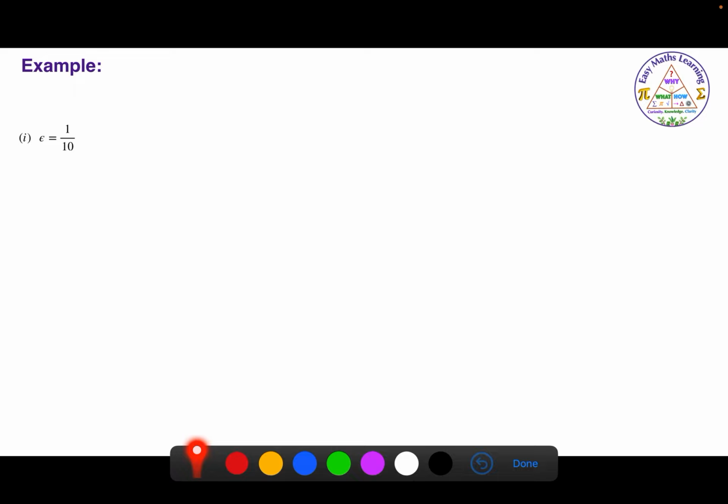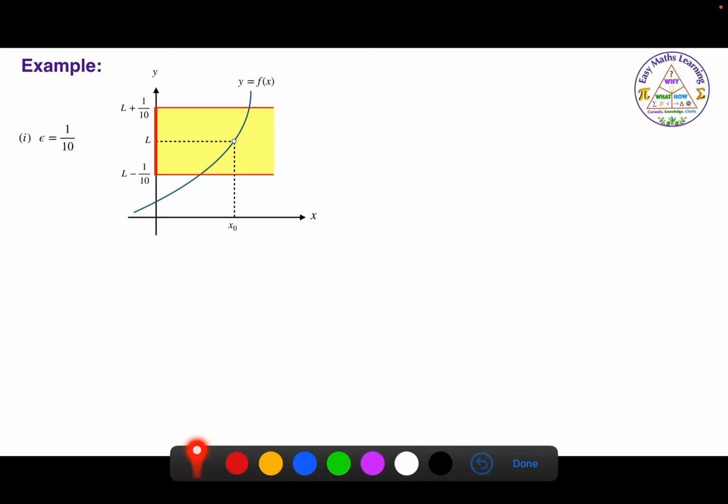Let's take a simple example to see how epsilon and delta are related to each other. Suppose epsilon is 1 by 10. That means we want function values within this range from L minus 1 by 10 to L plus 1 by 10. Now we draw two horizontal lines, one at L minus 1 by 10 and the other at L plus 1 by 10. This creates a small band where we want function values to stay. You can see that this epsilon band is symmetric about y equal to L.